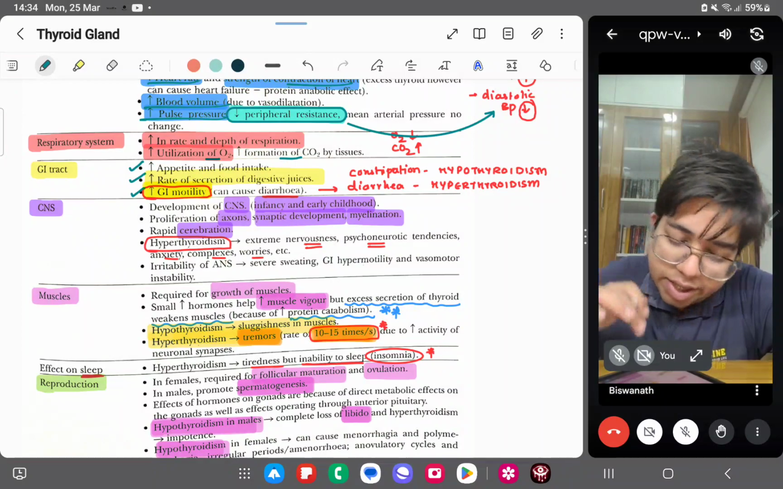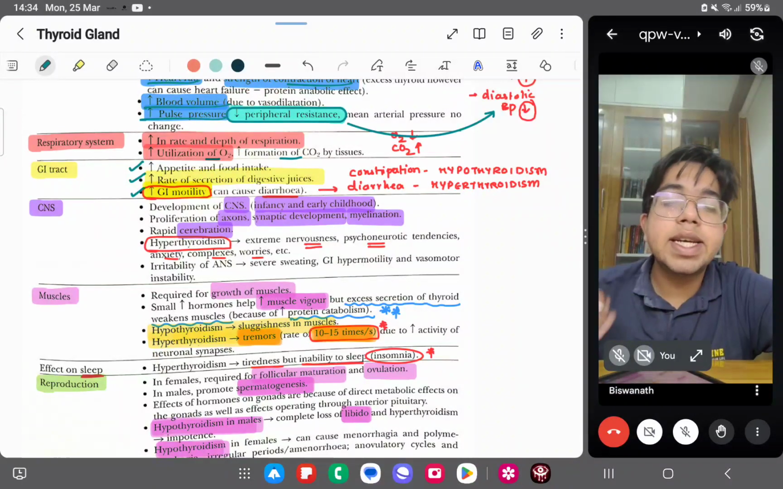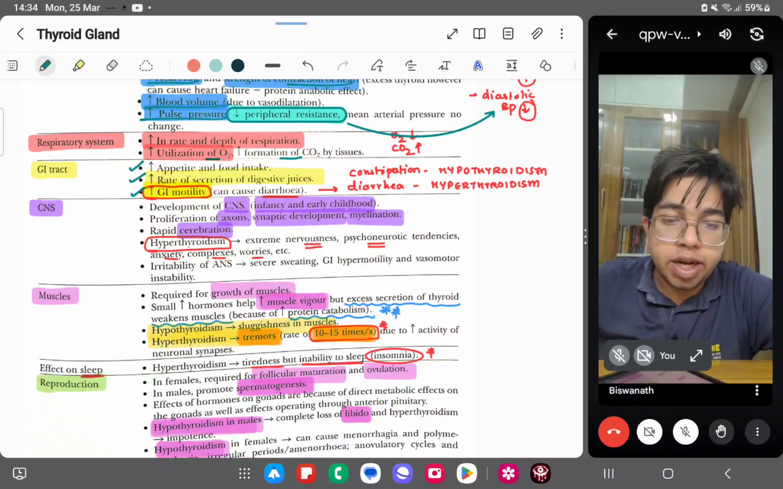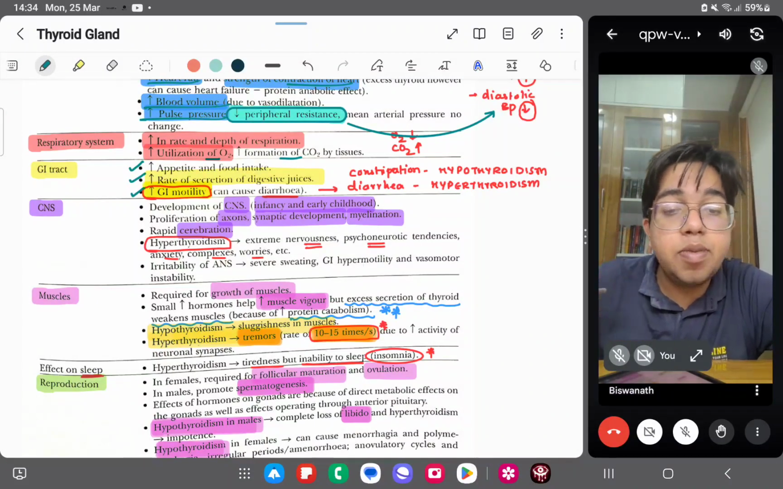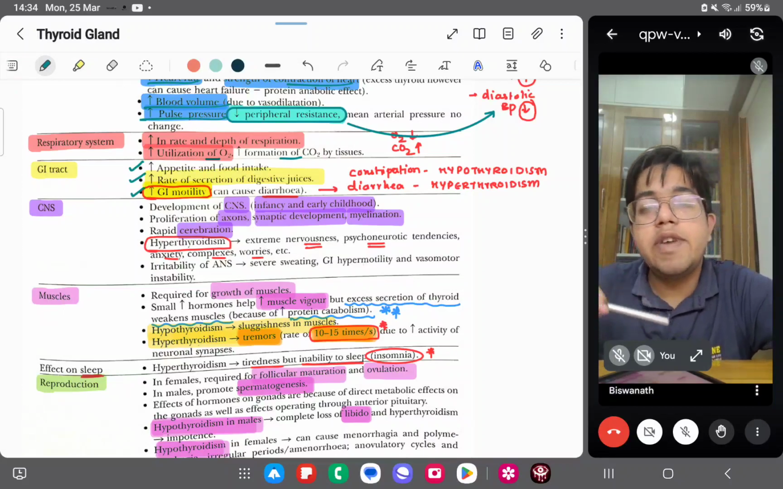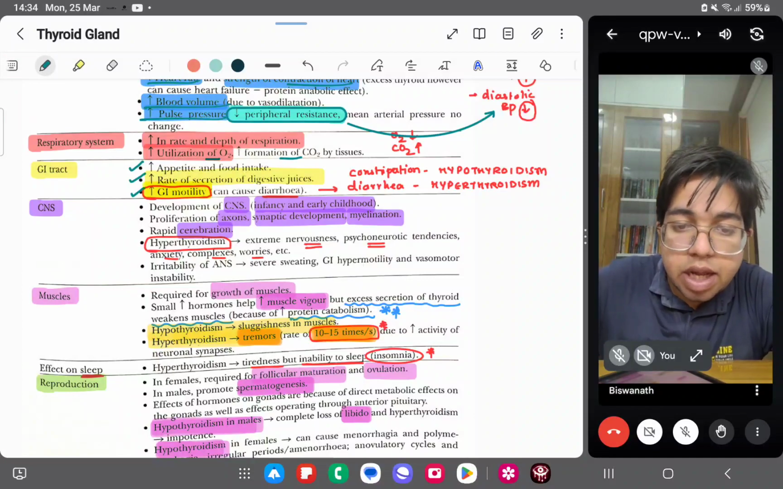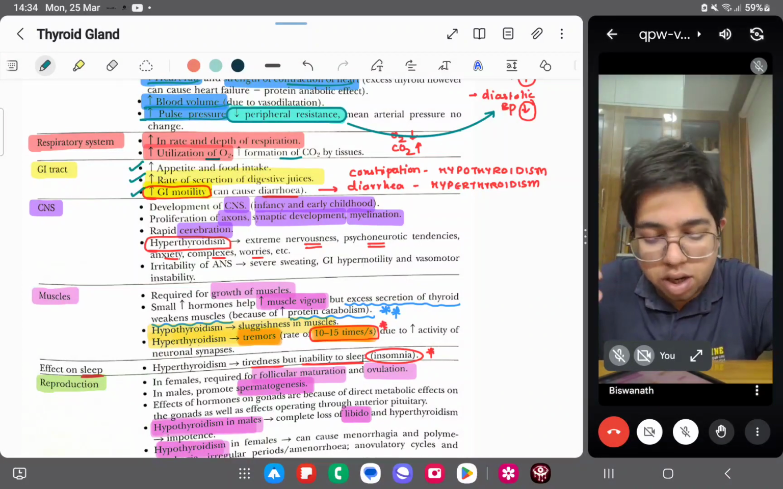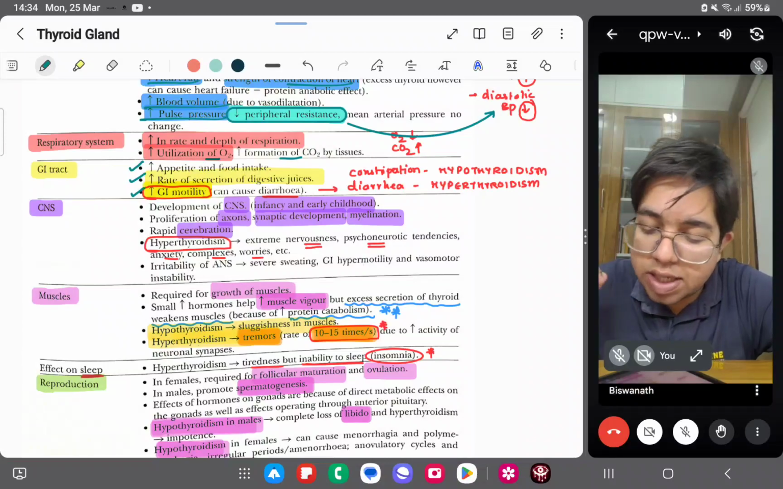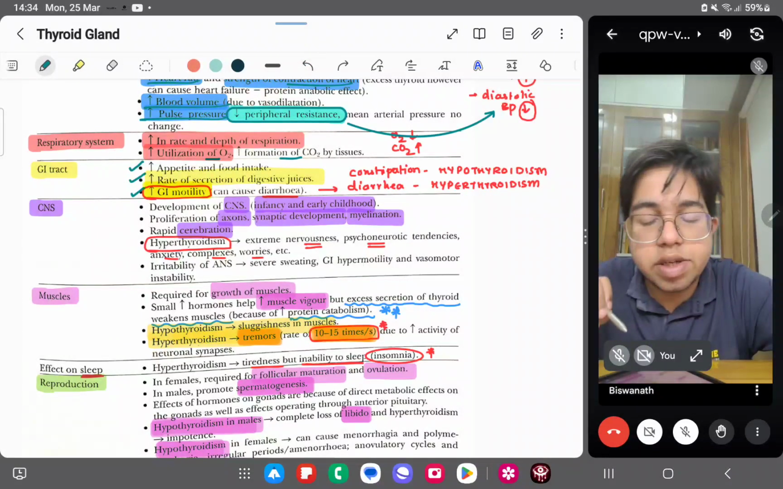So, increased GI motility means if there is an excess of thyroid hormone, that will increase GIT motility. So, hyperthyroidism will have a manifestation, that is diarrhea. Diarrhea will have increased motility. And if there is hypothyroidism, there will be decrease in your GI motility. So it will cause constipation. So hyperthyroidism will have diarrhea and hypothyroidism will have constipation.